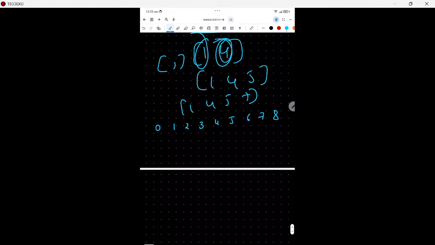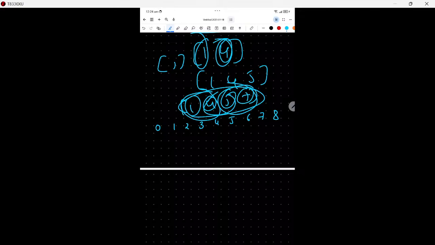Can I get 0? What's the total sum of this? Think in this way: I want the minimum. What they're asking is that if you take two subsets like this one and this one, the difference should be minimum.